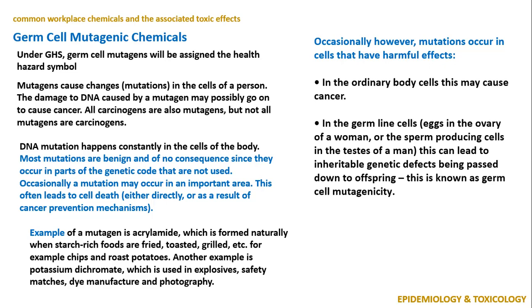Occasionally, however, mutation occurs in the cells that have harmful effects. In ordinary body cells, this may cause cancer. In the germline cells, that is the eggs in the ovary of a woman or the sperm-producing cells in the testis of a man, this can lead to inheritable genetic defects being passed down to offspring. This is known as germ cell mutagenicity.